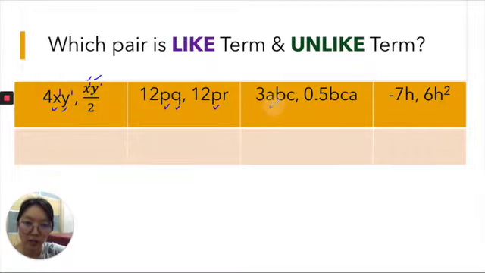I have A here, I have A here. I have B here, I have B here. I have C here, I have C here. All pass. Check for the power. Power 1, power 1, power 1, power 1, power 1, power 1. Wow, all correct. All the same. So they are like terms.